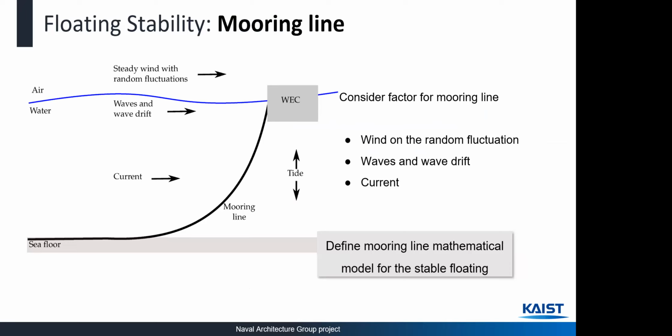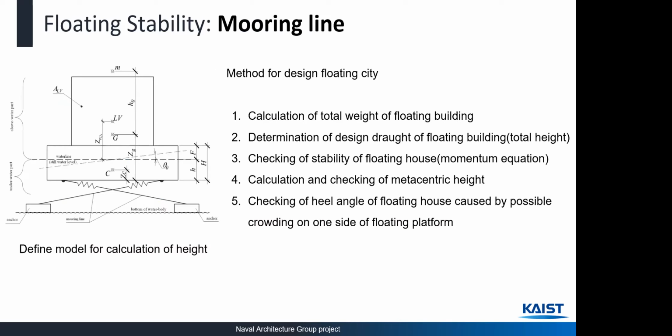So we add the mooring line to increase the floating island stability. We can consider many factors that move the floating island, and the mooring line can decrease them by the spring and damping moment effect. In this project, we define the mathematical model for the mooring line for the stable floating city. The model is as follows, and the white comment is our process for designing the mathematical model. We assume that the mooring line is a spring and connects the floater and the bottom.